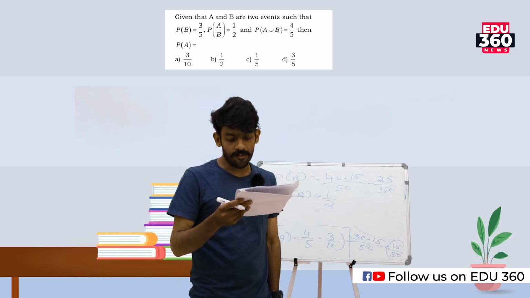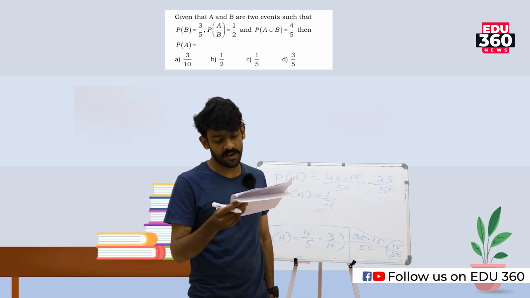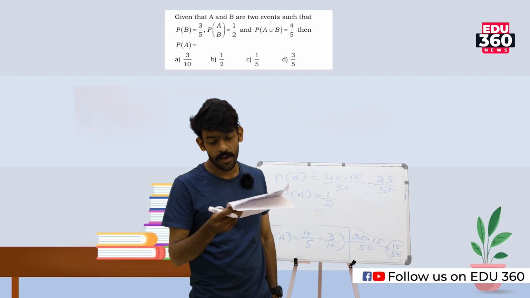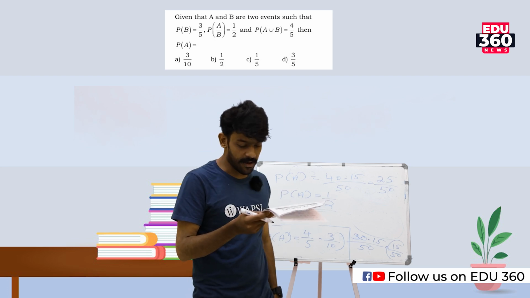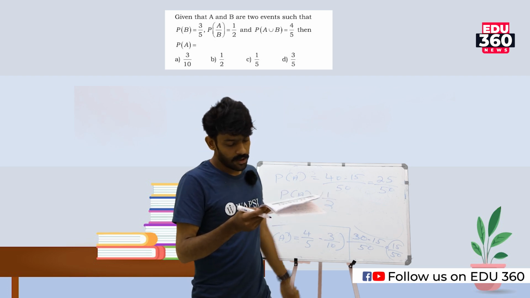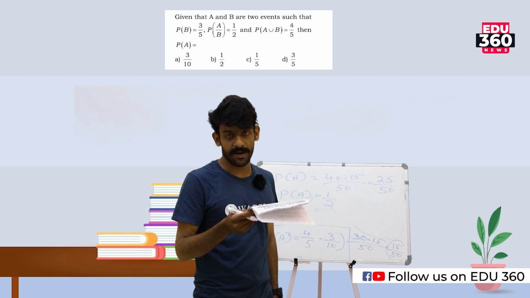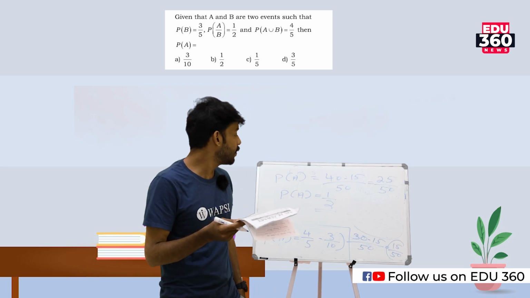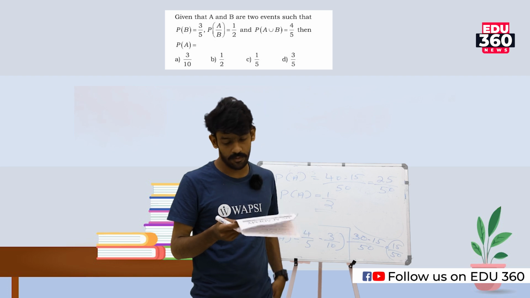Again look at the options. You can see there are 4 options. A is equal to 3 by 10, B is equal to 1 by 2, C is equal to 1 by 5 and D is equal to 3 by 5. So here the second option is the correct one, that is 1 by 2 is the correct answer. The value of P of A is equal to 1 by 2.